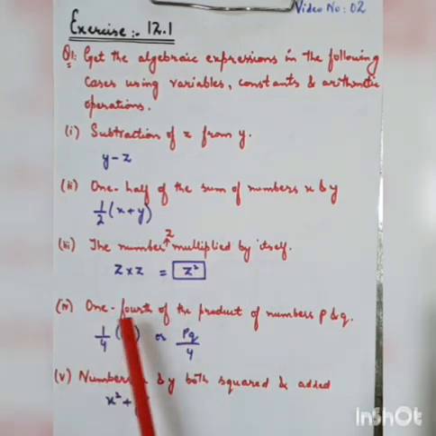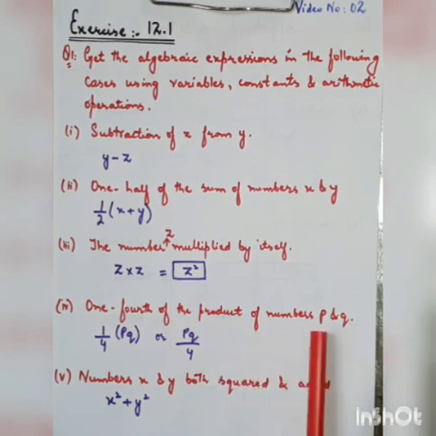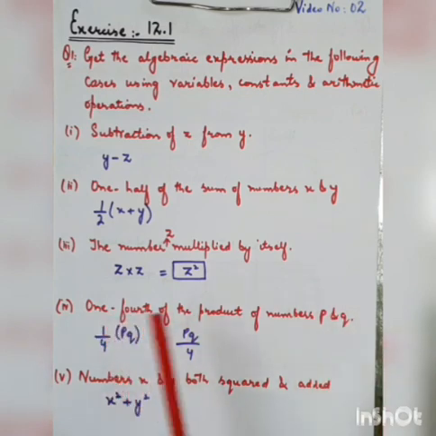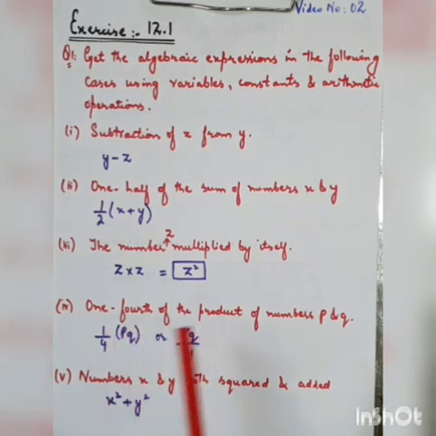Then fourth part is 1/4 of the product of numbers p and q. So first we have to multiply p and q, and then we have to multiply it with 1/4. So it means 1/4 of p into q. p into q is pq, or you can write this as pq by 4, because 1 into pq is pq by 4. Okay, then the fifth part is numbers x and y both squared and added.